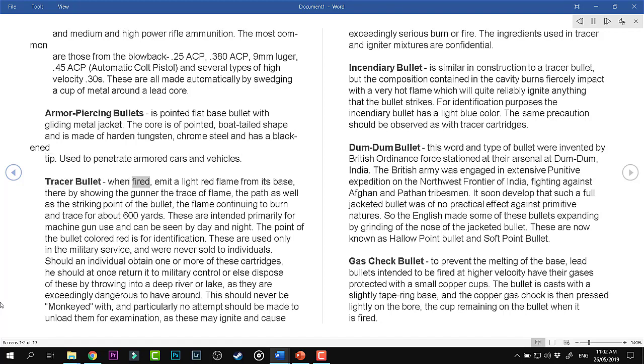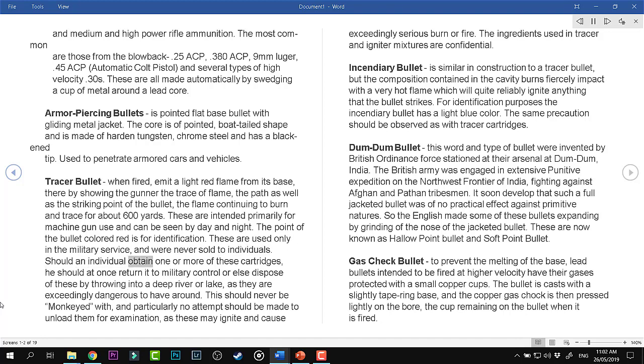Tracer bullet, when fired, emits a light red flame from its base, thereby showing the gunner the path as well as the striking point of the bullet, the flame continuing to burn and trace for about 600 yards. These are intended primarily for machine gun use and can be seen by day and night. The point of the bullet is colored red for identification. These are used only in the military service, and were never sold to individuals.